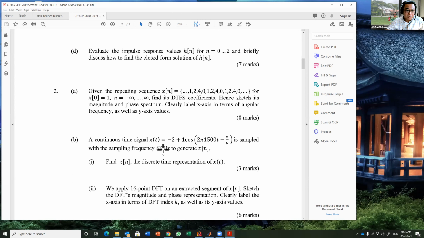Now in question 2, we begin with a repeating sequence 1, 2, 4, 0, 1, 2, 4, 0, and x0 is 1, meaning that we start with this number 1, and then it repeats. We are asked to find, interestingly, the DTFS coefficients, and later on I will show you the DTFT coefficients as well for the same sequence. It asks us to label the x-axis in terms of angular frequency as well as the y values. So he didn't ask us to label the x-axis as k. Okay, so let's take some time to just do this question first.